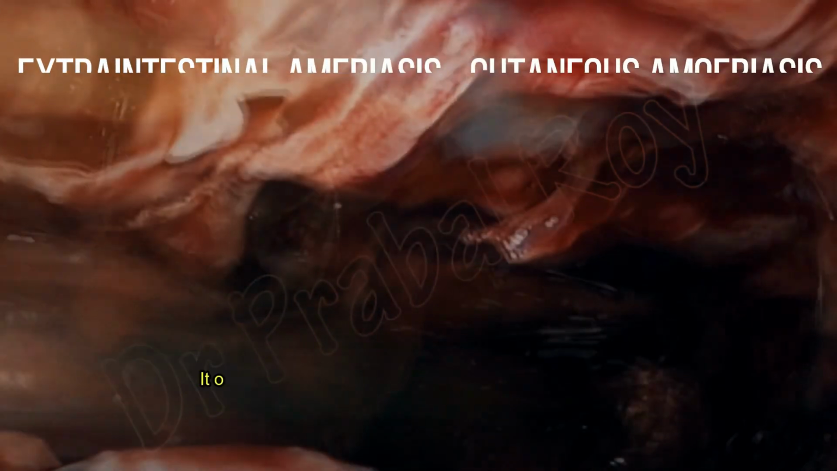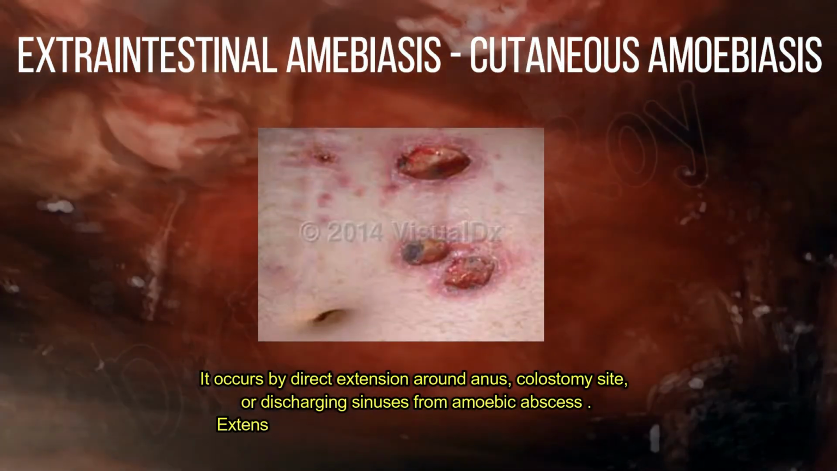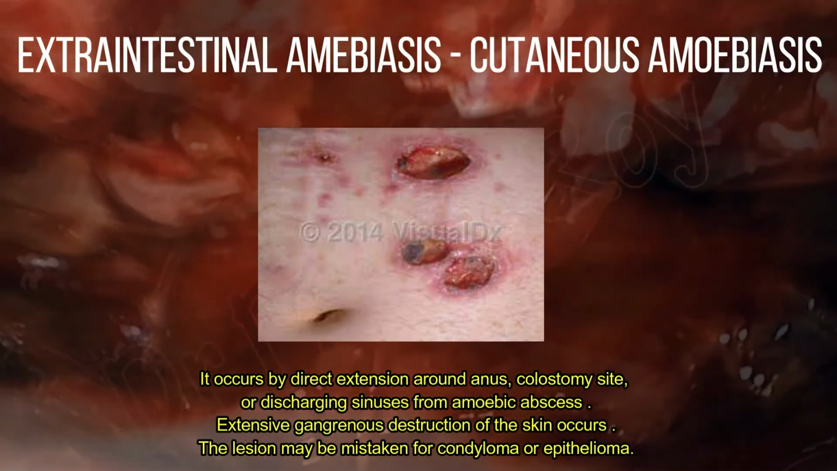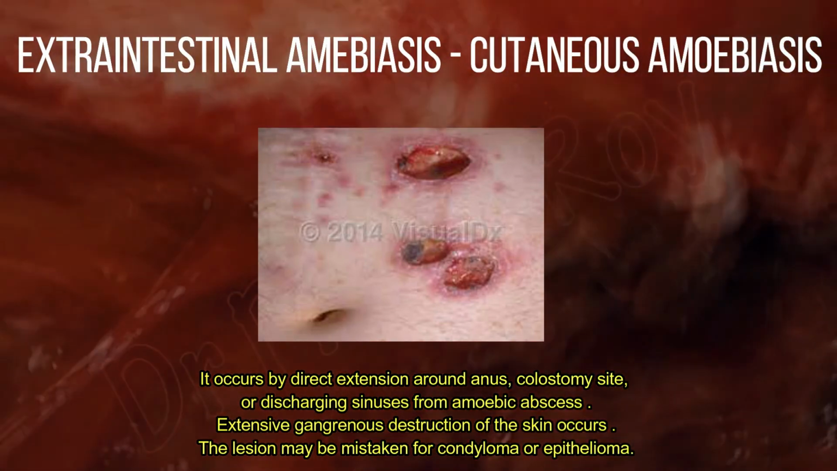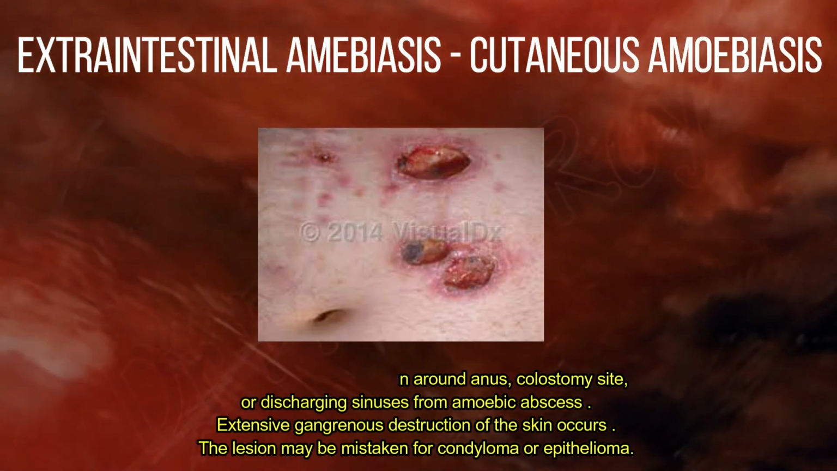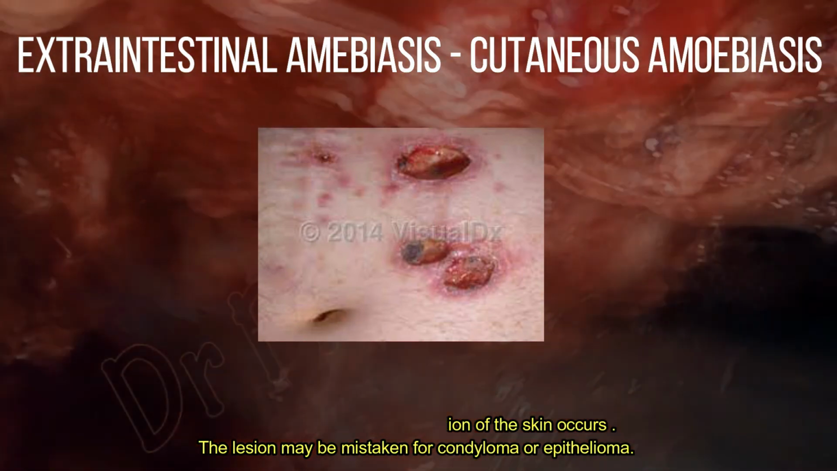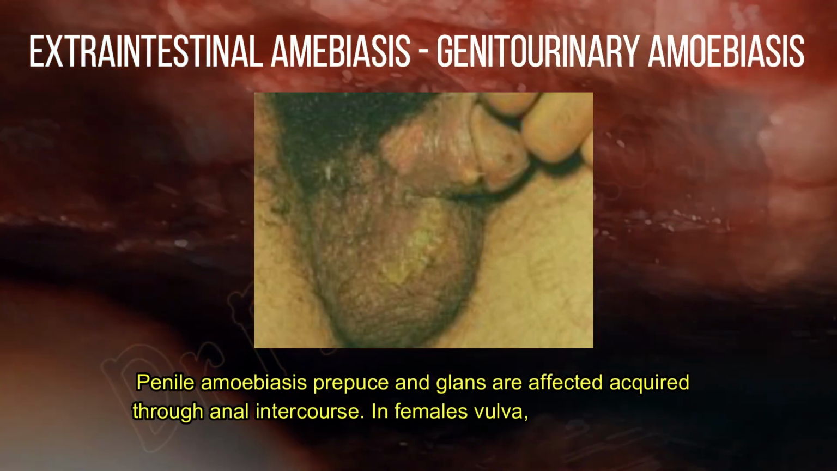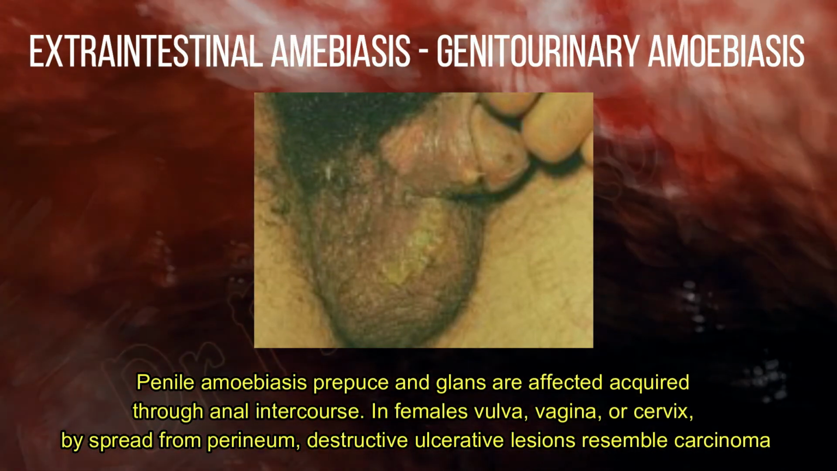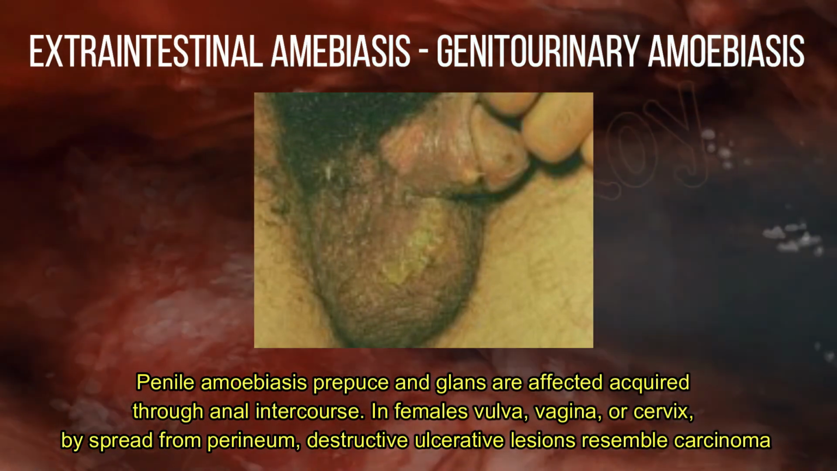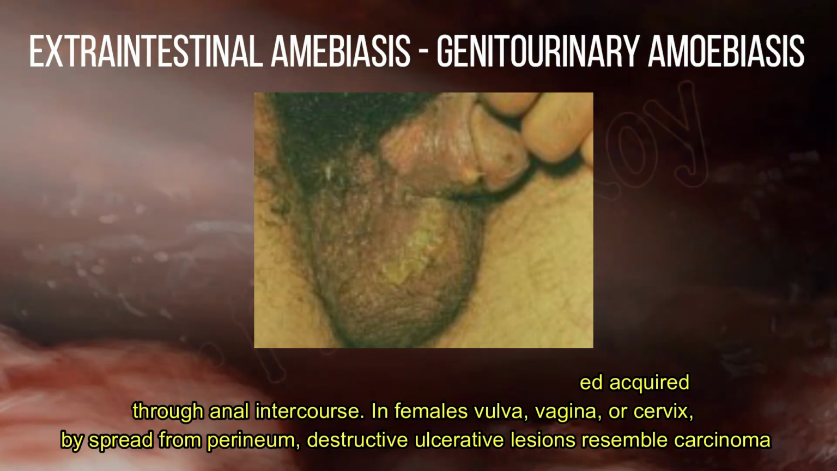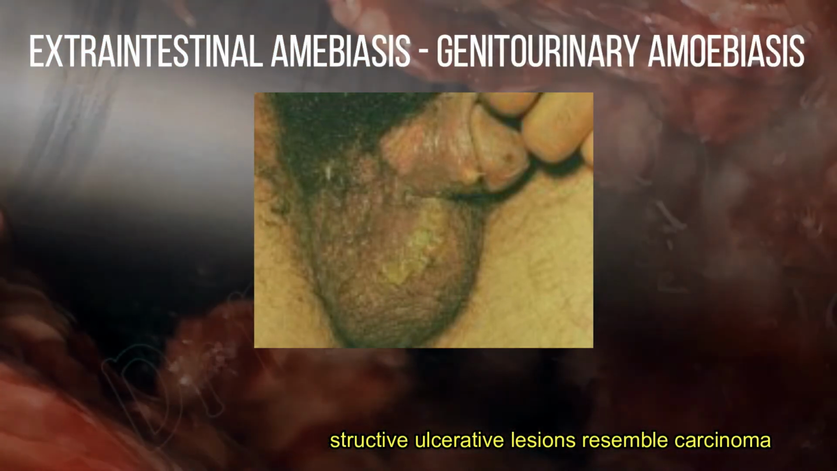Cutaneous amoebiasis occurs by direct extension around the anus, colostomy site, or discharging sinuses from an amoebic abscess. Extensive destruction of the skin occurs. The lesion may be mistaken for condyloma or epithelioma. Genitourinary amoebiasis: in penile amoebiasis, the prepuce and glans are affected, acquired through anal intercourse. In females, the vulva, vagina, or cervix are involved by spread from the perineum, and destructive ulcerative lesions resemble carcinoma.